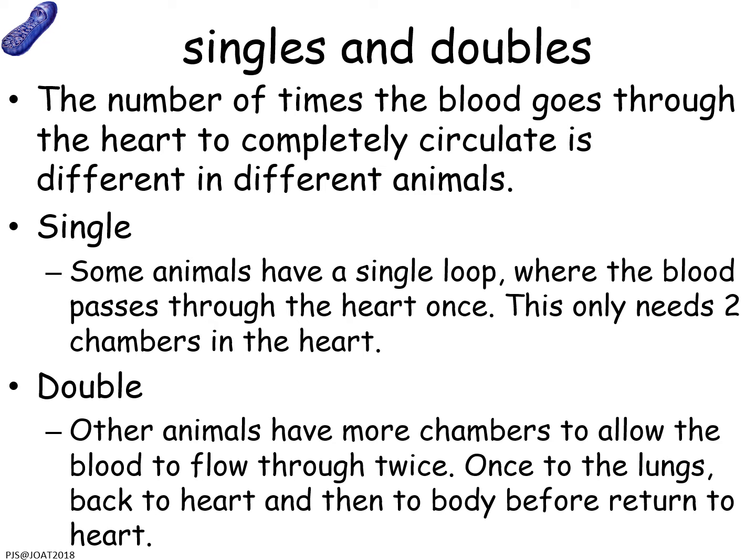You should recognise from this that we have a double system. What that means is that our blood goes through the heart twice to get back to where it started. It comes in, goes out to the lungs, comes back in from the lungs, out to the body, and then comes back in again. So that's been twice through the heart to get back to the original point in the heart.